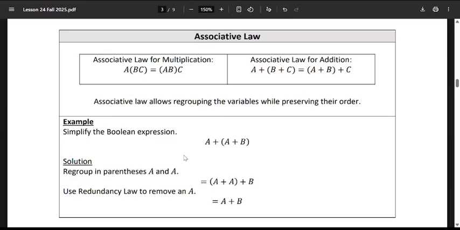Now if you take a look at this example where I'm adding that, I can write it as this, by way of grouping. And the moment I go here, I can use the redundancy law. The redundancy law can actually be used within the associative law. So A plus A is equal to A by redundancy of addition. So finally, this is giving me this.